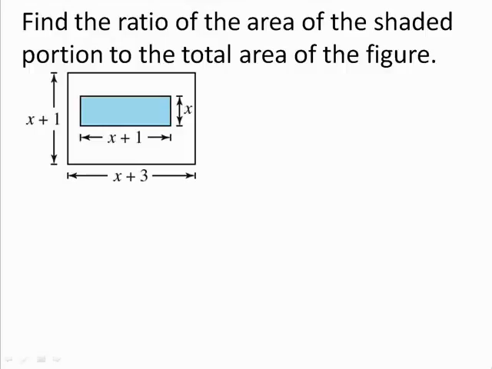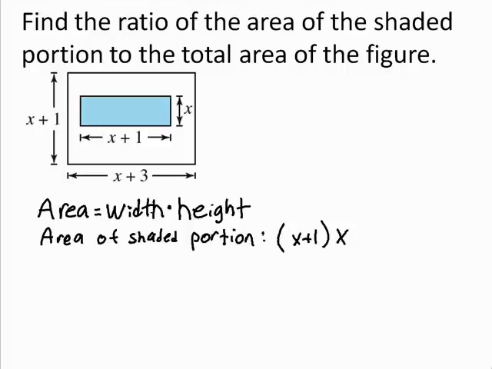Find the ratio of the area of the shaded portion to the total area of the figure. The area of a rectangle is equal to the width times the height. So the area of the shaded portion is equal to the quantity x plus 1 times x. And the total area is equal to the quantity x plus 1 times the quantity x plus 3.